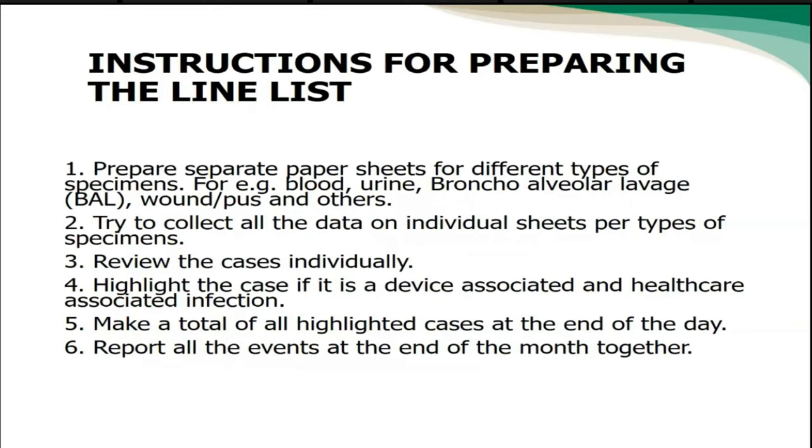Review the cases individually, highlight the case if it is device associated or central line associated, or if it is healthcare associated infection or community acquired infection. Make a total of all the highlighted cases at the end of the day and report them in the electronic system. Try to report them the same day you have found them, so that appropriate prevention activities can be taken. Report all the events at the end of the month together.